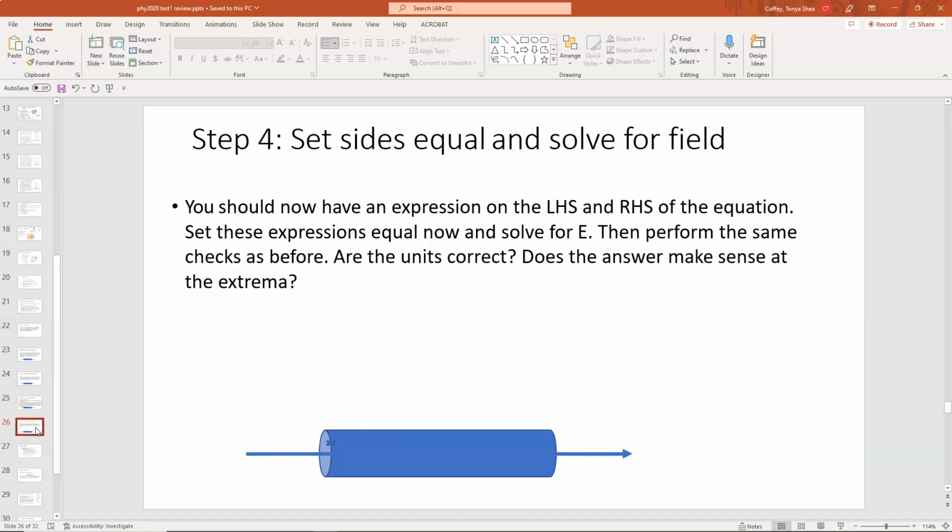Now you should have an expression on the left-hand side and right-hand side. You set those equal and you solve for E. Perform the same sanity checks. Are the units correct? Does it make sense? Now, bear in mind, this is a review of how to do Gauss's law. This is just a general quick review.